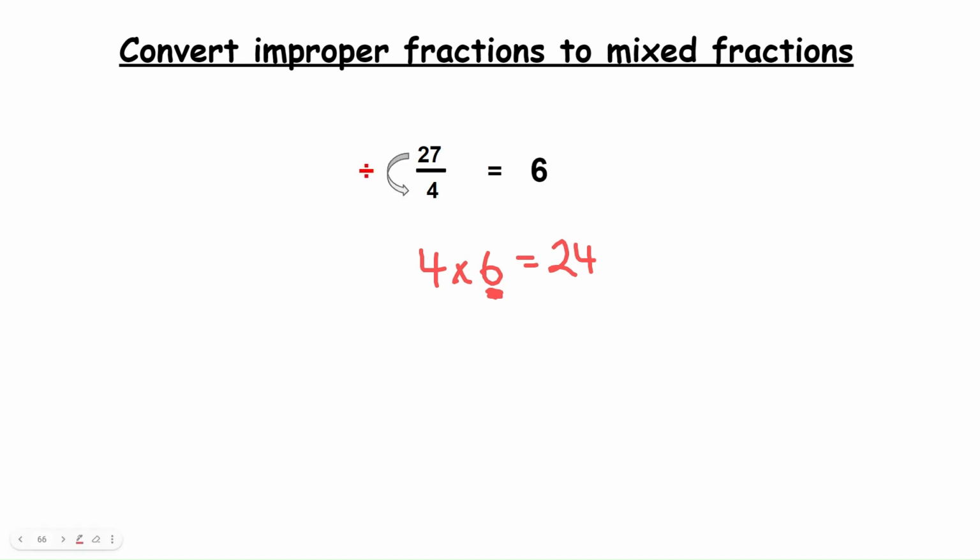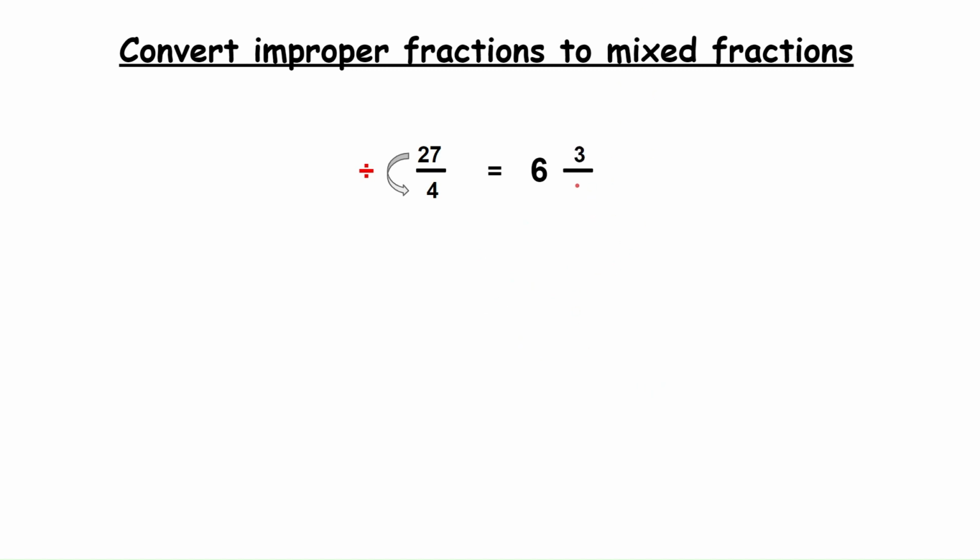Now that we've found our whole number, we need to find the numerator of our fraction. Well, remember, the numerator is going to be the remainder. That means what was left over after we divided 27 by 4. Well, the closest we can get was 24 to 27. So that means we're going to subtract 24 from 27, and that leaves us with 3. So our remainder is going to be 3.